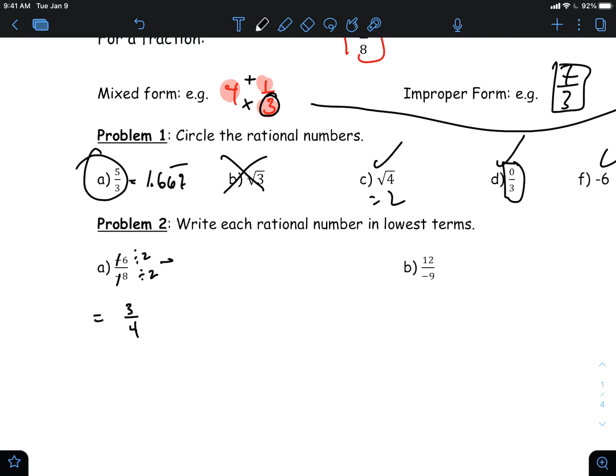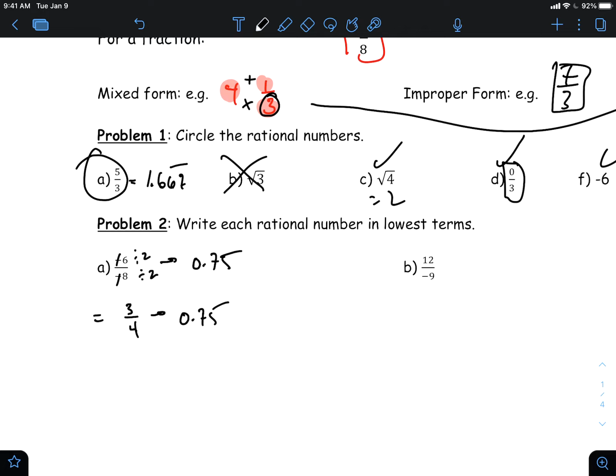You can confirm that's the case. If you're ever in question as to whether or not you're right with a reducing, type them into the calculator. We know 3/4 is 0.75. And 6 divided by 8 should, in theory, if it's the same fraction, just smaller, still be 0.75. You can always check if you're right in your reduction.